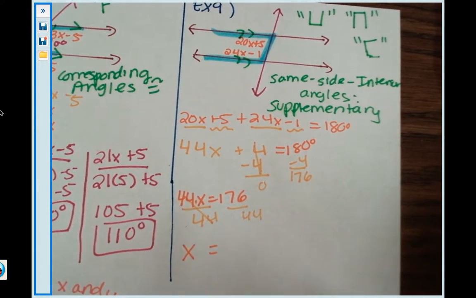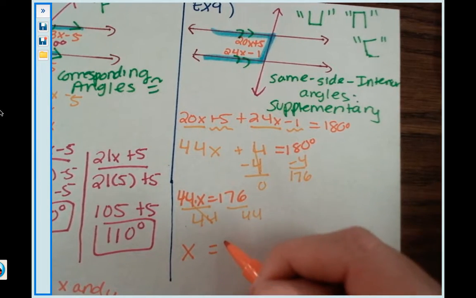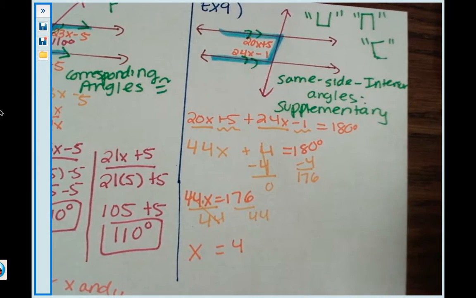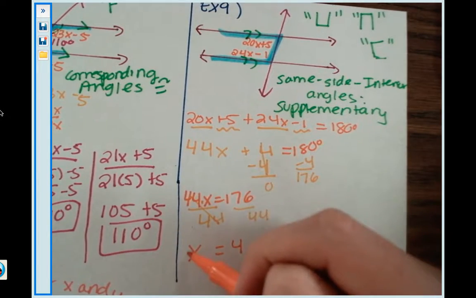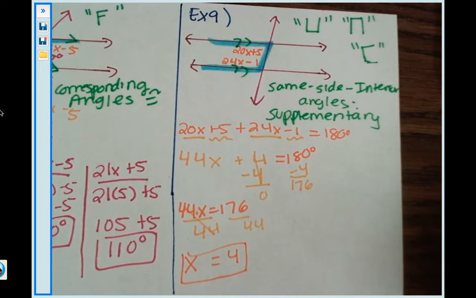Times 2 is 88, times 3 is, no, how about times 4? Yes, it's 4. 44 times 4 is 176. So we found what x is.